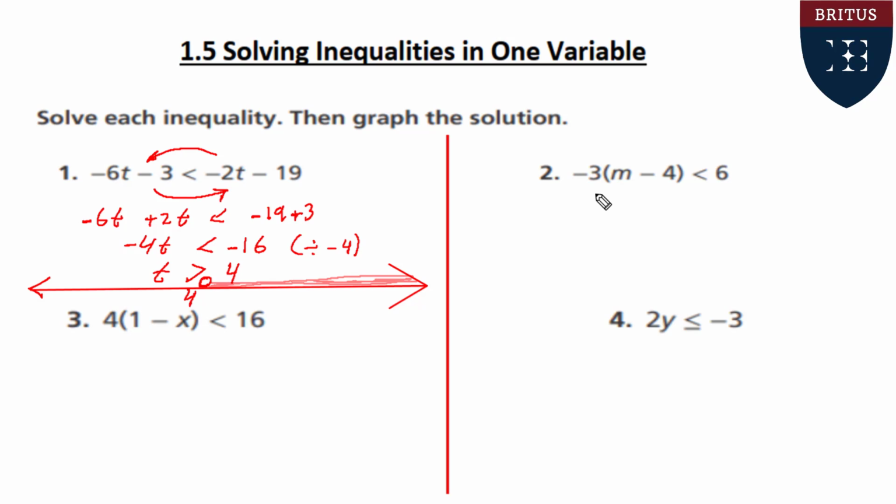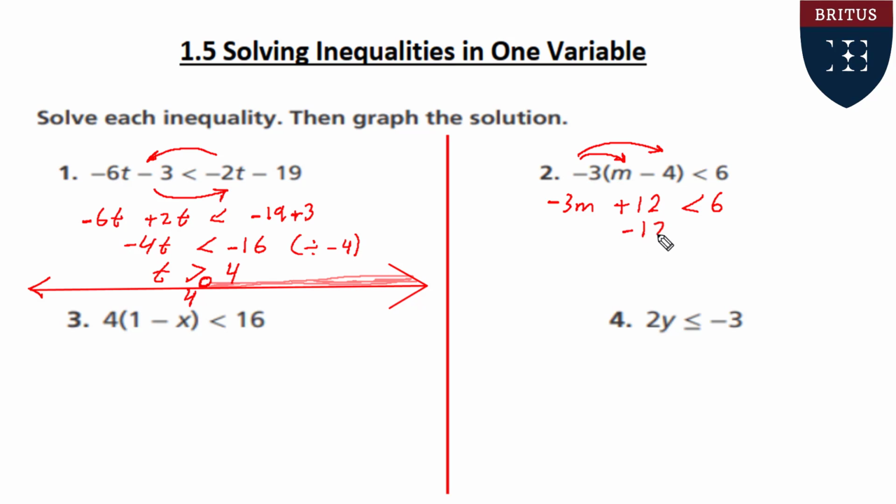Number 2, negative 3 times m minus 4 is less than 6. First, we can use the distributive property. Just multiply negative 3 by each term. Negative 3 times m and negative 3 times negative 4. We get negative 3m plus 12 is less than 6.